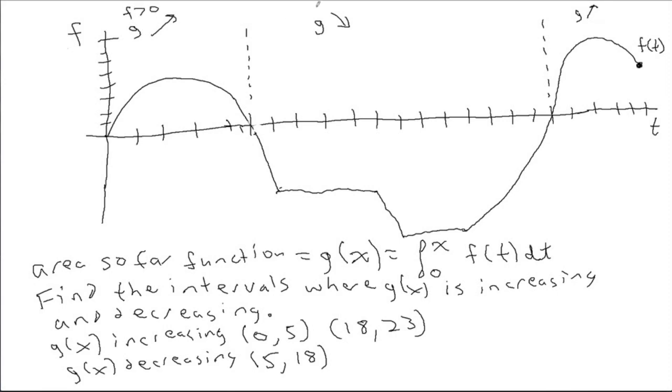And what could we see first about this region? F's negative. So it's contributing negative area to the area so far function, which pulls the area so far function down, which makes G decrease. Good. By the way, does G have to be negative in this region? No, it just has to be decreasing. This is something we were talking about earlier. Negative doesn't mean decreasing. Positive doesn't mean increasing. So we don't want to confuse these with each other. These are two separate things.